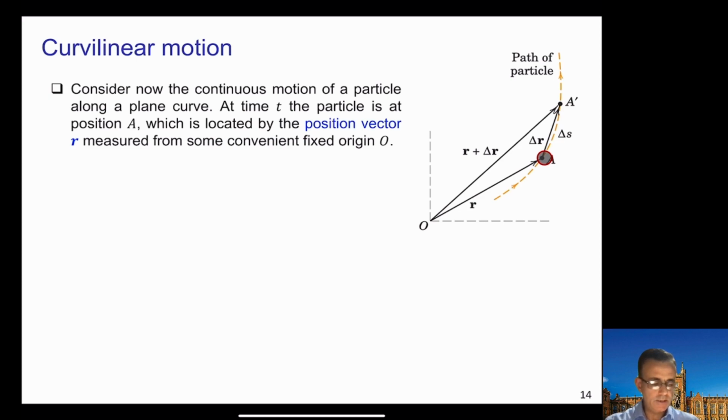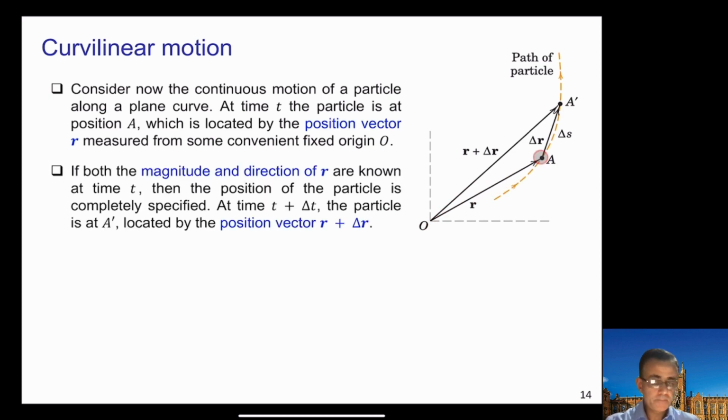The position of A is specified by this position vector r, which is measured from this convenient fixed origin O. This can be any point here. So r is the position vector of A. Now if the magnitude and direction of r are known at time t, then the position of the particle is completely specified.